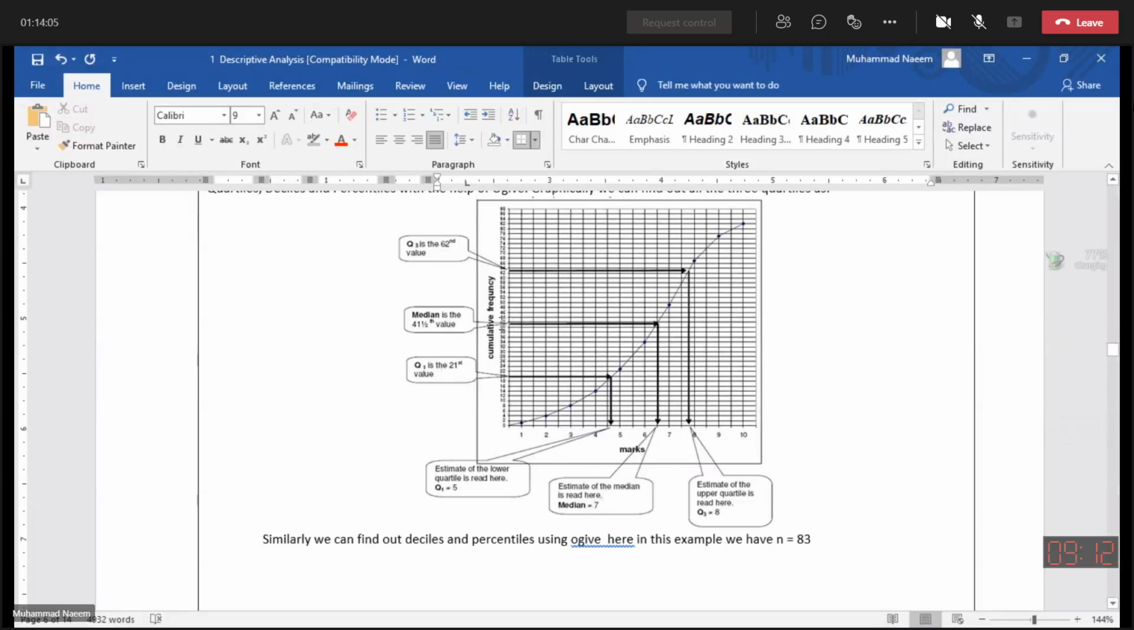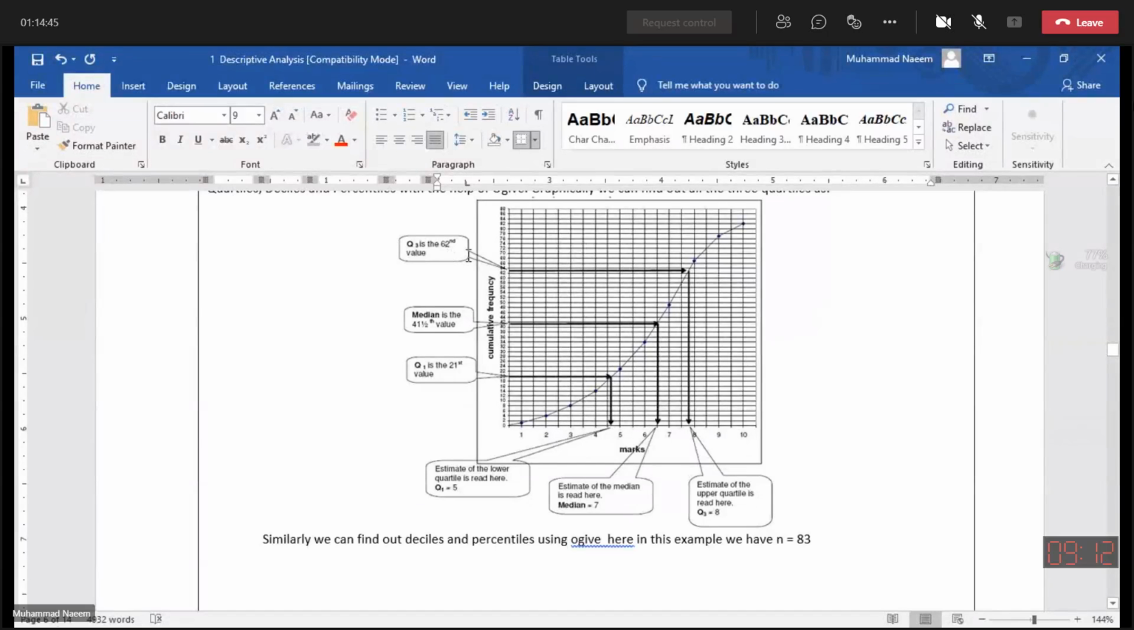So find here n by 2. If n by 2 is here, draw a line parallel to the x-axis until it touches the curve, then drop a perpendicular on the x-axis. This value on the x-axis will be the median. For Q1, calculate n by 4. Let's say here we have n by 4. Draw a parallel line to the x-axis, and where it touches the curve, drop a perpendicular on the x-axis. This value on the x-axis will be Q1.